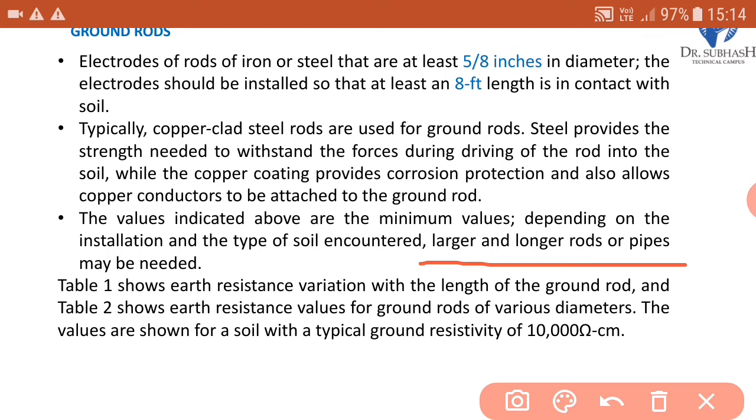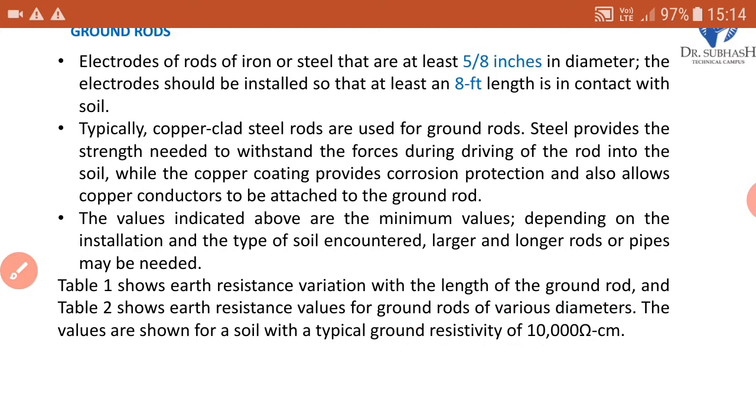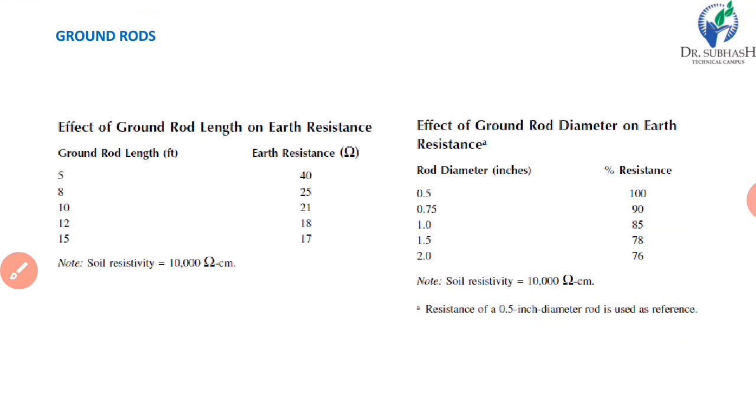Now we will see two tables. Table 1 shows earth resistance variation with the length of the ground rod, and table 2 shows earth resistance values for ground rods for various parameters. The values are shown for a soil with a typical ground resistivity of 10,000 ohm-centimeter. Next we will see these two tables. Yes, this is the first table, the effect of ground rod length on earth resistance.